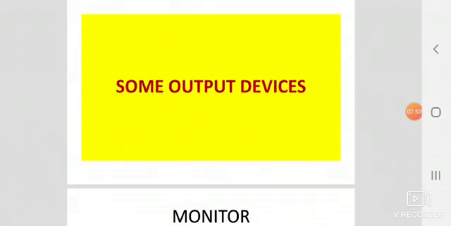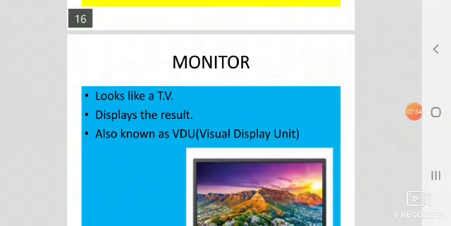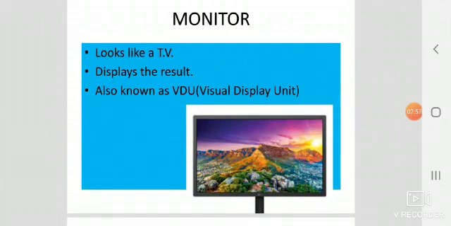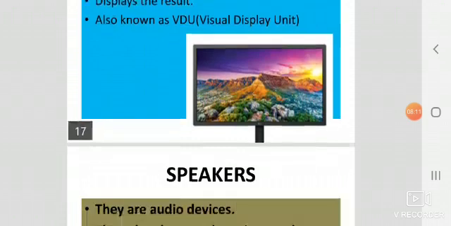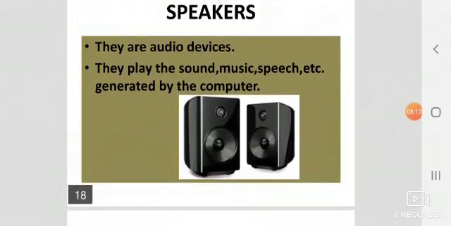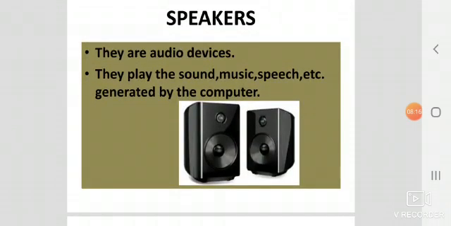Now let's discuss some output devices. Monitor. Monitor is an output device. It is just like your TV screen. It is also known as VDU. The full form of VDU is Visual Display Unit. It displays the output. These are speakers. They are the audio devices. They produce sound, music, etc. produced by the computer.